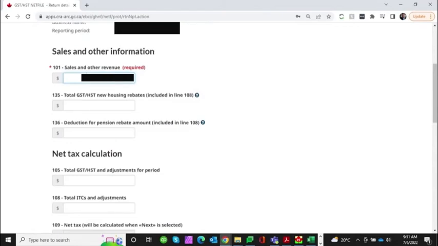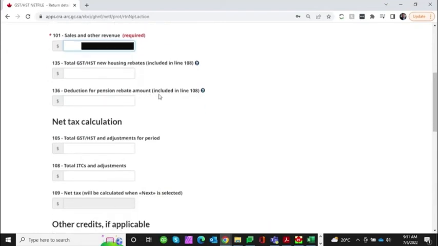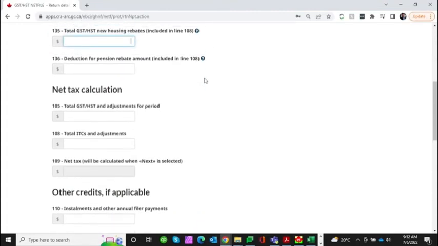This is all the sales which attracted HST, and here also which did not attract HST, like the exempt or the zero rated sales. This one is used as well if you are claiming any rebate on a property you purchased. Those come over here. Now the next thing is the net tax calculation. So this is, as I said, it's very simple.